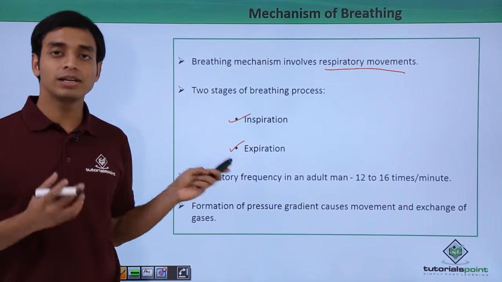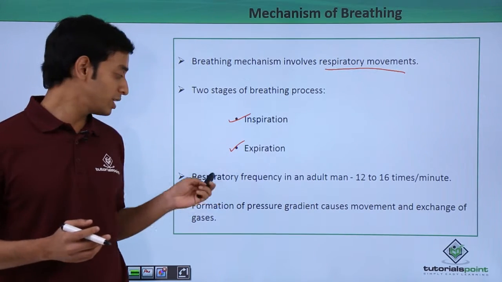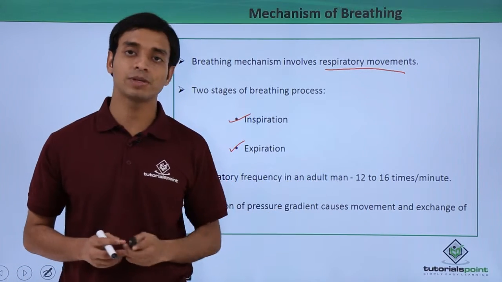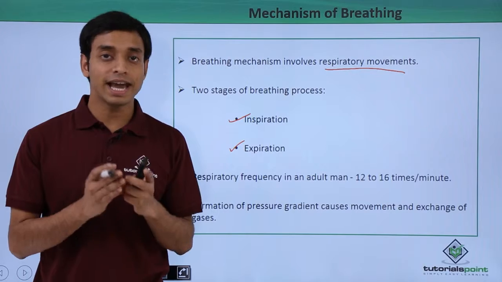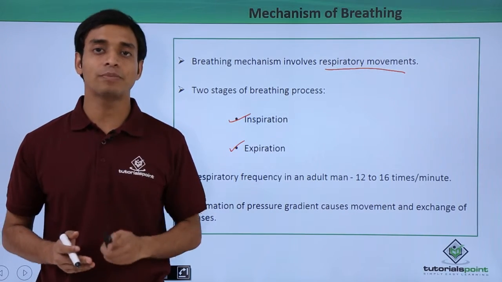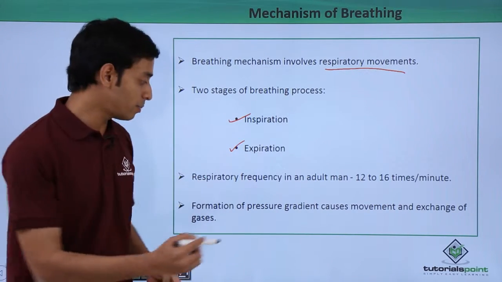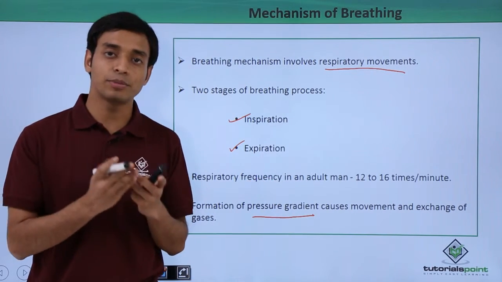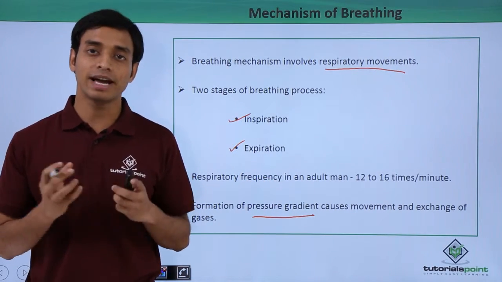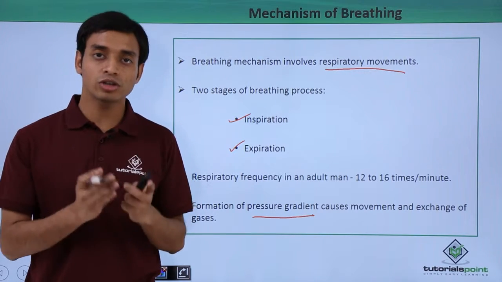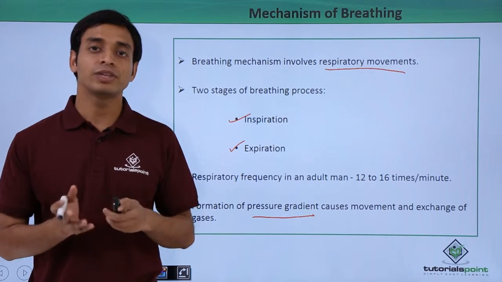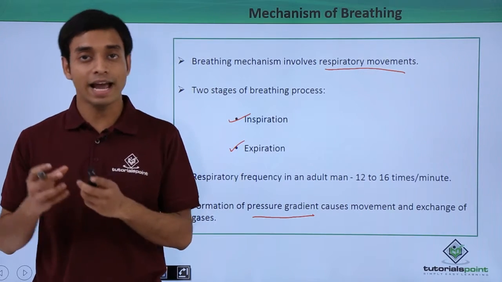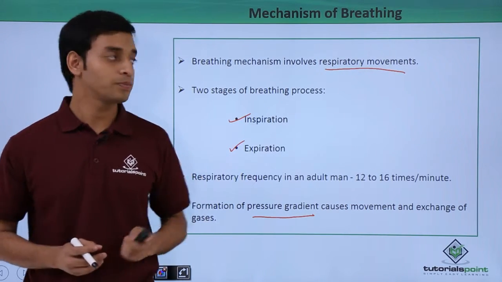Now, in a typical healthy human being, the breathing frequency or the respiratory frequency is about 12 to 16 times per minute. Now this breathing and the exchange of gases can happen because of the development of a pressure gradient of the various molecules like carbon dioxide and oxygen in the blood and in the alveolar air. So because of this pressure gradient development, the exchange of gases in and out of the lungs, the alveoli and the blood is possible.